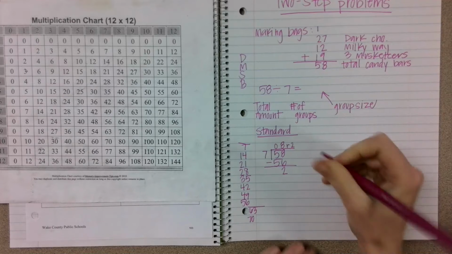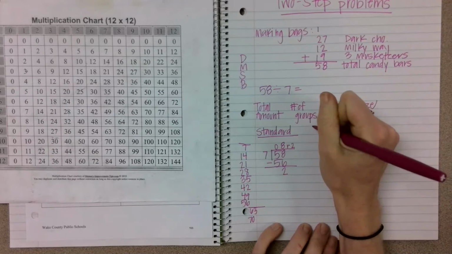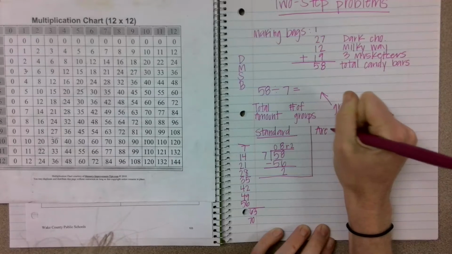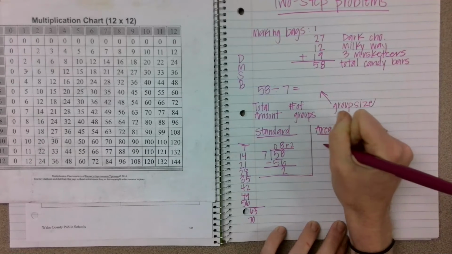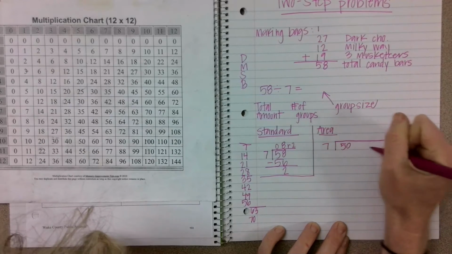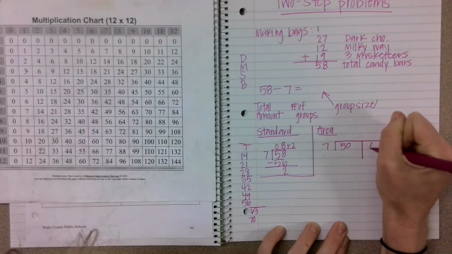That's the standard way. Now, if I did, we'll say, area, I would have 7 here, and then 50, and then 8.